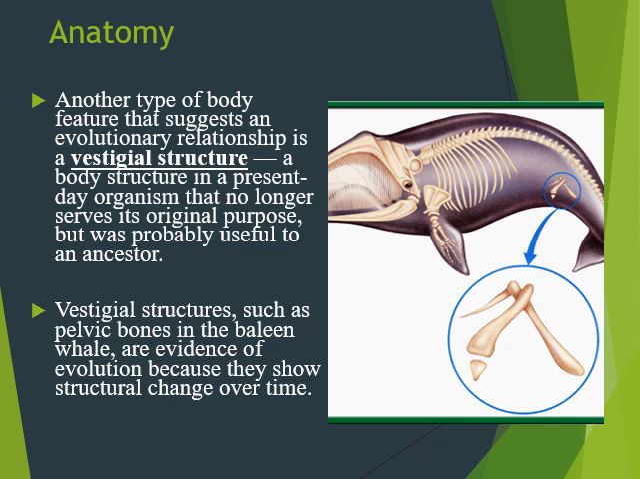Another type of body feature that suggests an evolutionary relationship is called a vestigial structure. This is a body structure that in the present day organism no longer serves its original purpose, but was useful in an ancestor. One example is little tiny leg bones still found in the skeletons of whales. At some period of time, they had legs because they were on land. They evolved to go back into the ocean where these legs just shrunk down and shrunk down and shrunk down because they no longer needed them.